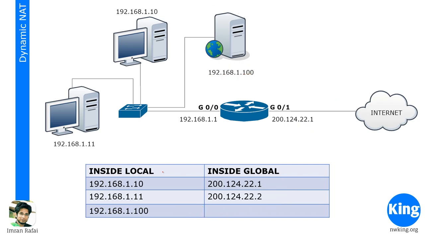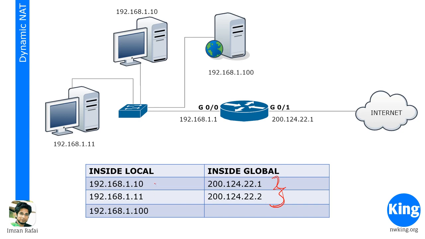Next, let's look at dynamic NAT. Now, dynamic NAT is very similar, but the only difference is you're not statically mapping. So let's say we have these two public IP addresses, and we have 3 devices.